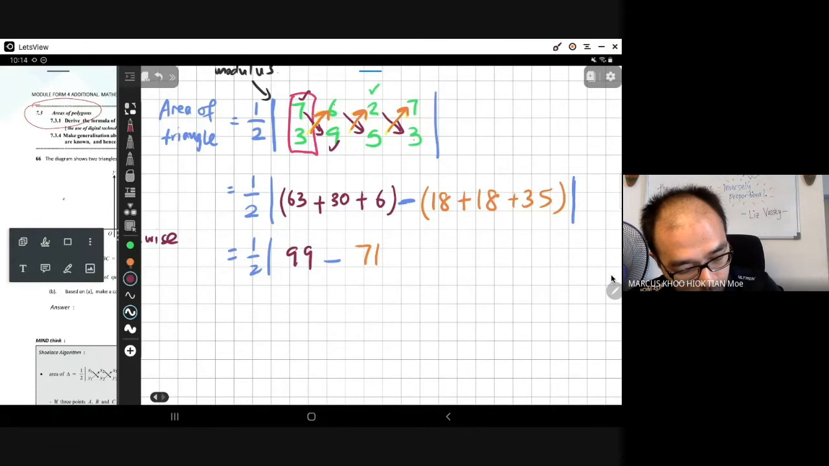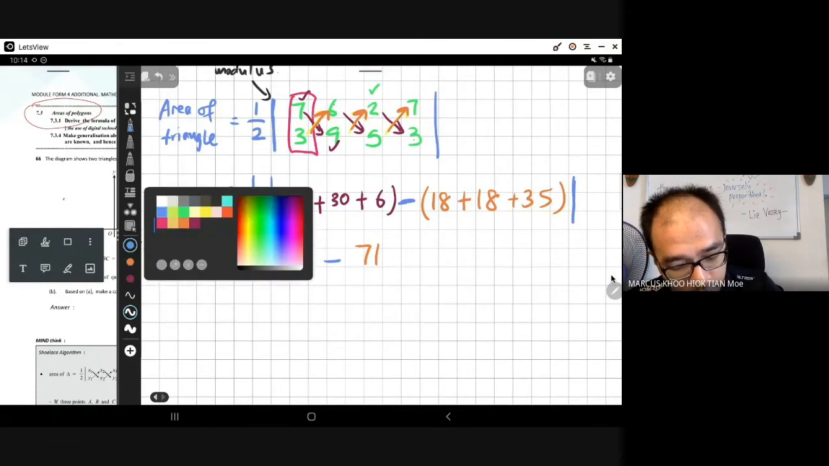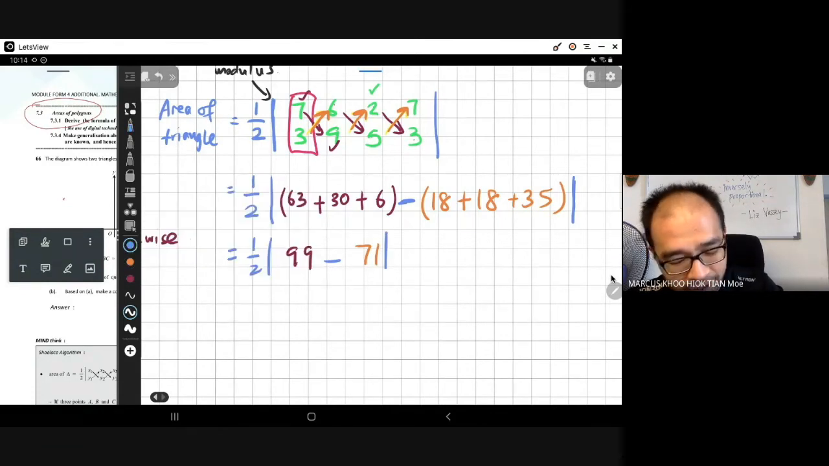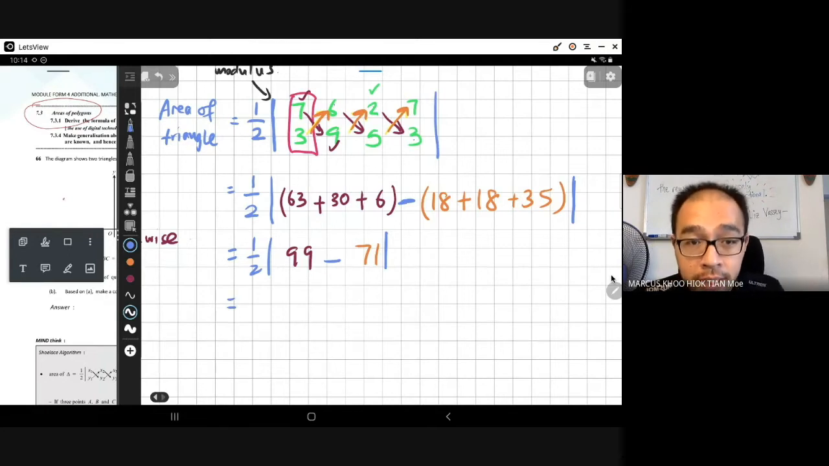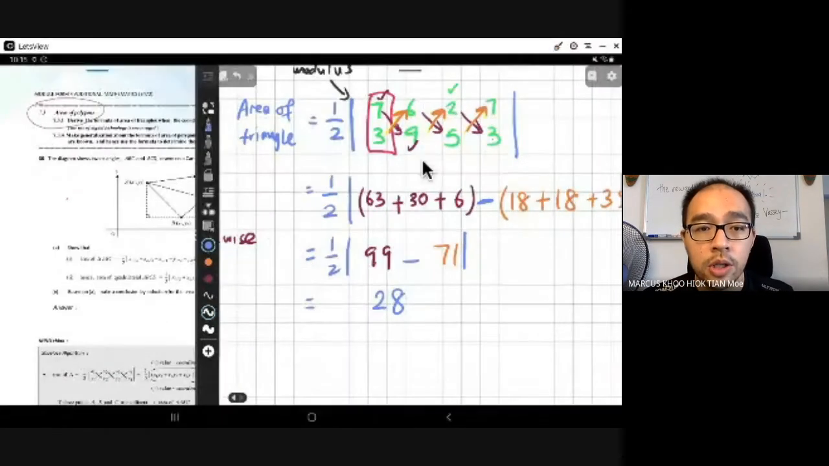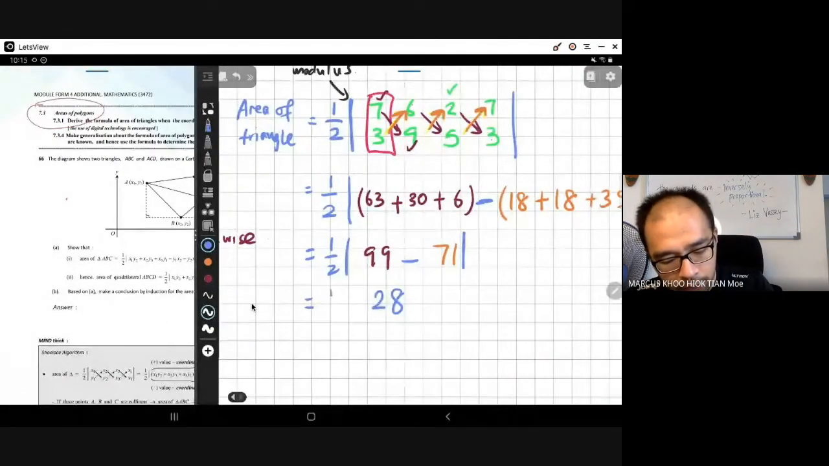Okay, and then you close the modulus. So 99 minus 71 will be 28. Okay, so the 28 over here, right? And then you have the half, okay, like this.